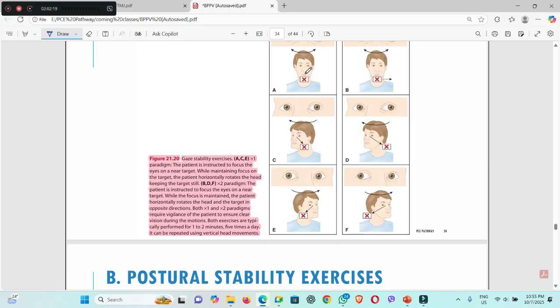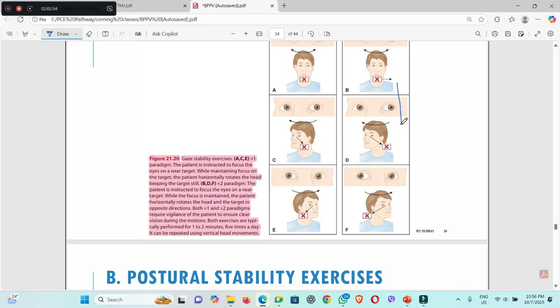Okay, here basically, see, pictures A, C, and E. This is one paradigm, right? What we are doing is asking the patient to focus on the target, which is a near target. Then we ask the patient to rotate the head to either side, focusing on the target. Here the patient is rotating the head towards the right, and here towards the left, focusing on the target. That is the first one.